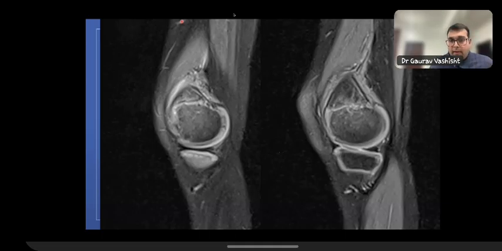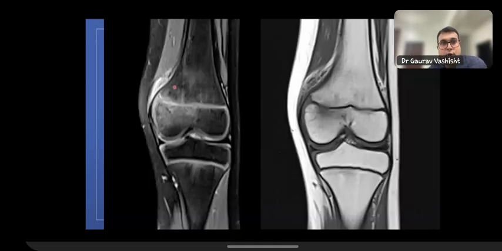Surprisingly, even after a negative biopsy, at the site where the clinician had thought there was a lesion, we see no lesion here on the fat sat images, nor on the T1 weighted images. There is no lesion here which they had actually biopsied. That is why we could get just the bony trabeculae on histopath.